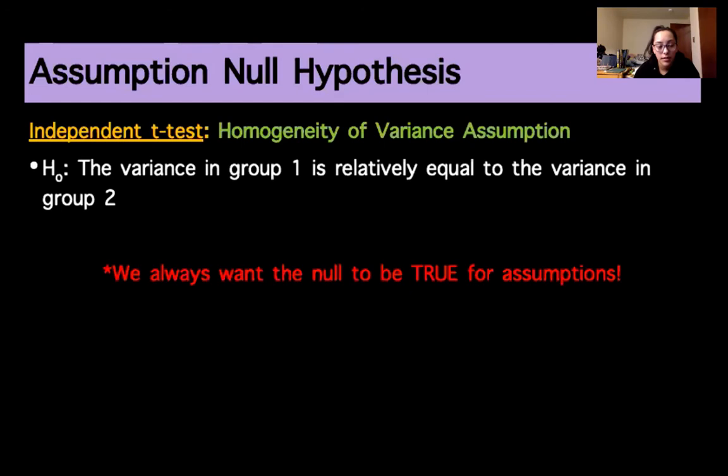For assumptions, we always want the null to be true. That means a p-value greater than 0.05 is what we're looking for when we have a null hypothesis for an assumption test. The reason for this is we cannot accept the results of our main effect unless we have met all of our assumptions.